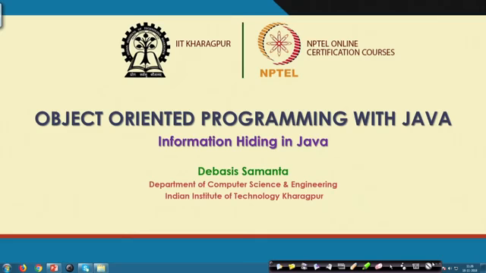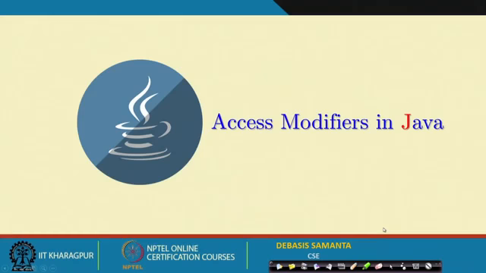So, in this module we will learn about information hiding in Java. The concept of information hiding is a very interesting as well as important concept. Information hiding means the different ways that a programmer can control the access of different elements. Different elements means the methods and the members that belong to a class.